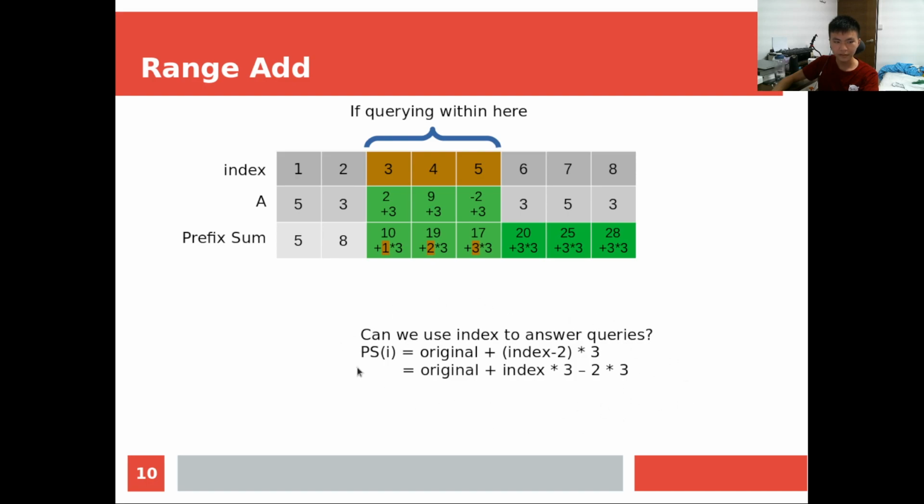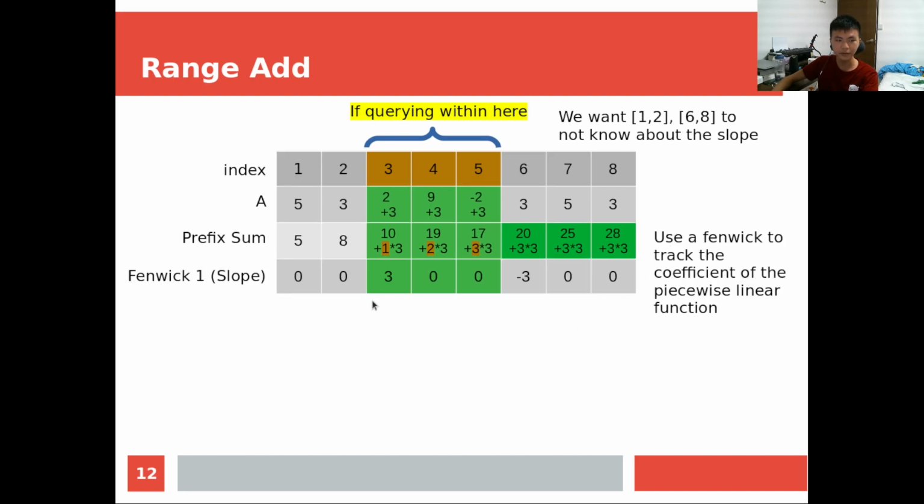Note that this function that we've written out and expanded only applies within indices 3 to 5. So we do not want indices 1 to 2 or 6 to 8 to know about this function essentially. We do not want them to know about the slope, because the variable change is only within indices 3 to 5. To do so, we can use a range update Fenwick tree, and we can update the first Fenwick tree from indices 3 to 5 with the value of the slope.